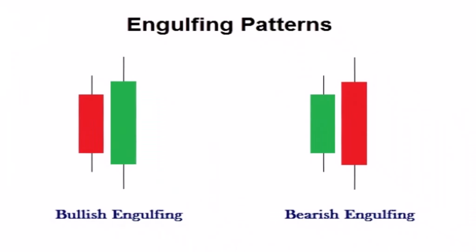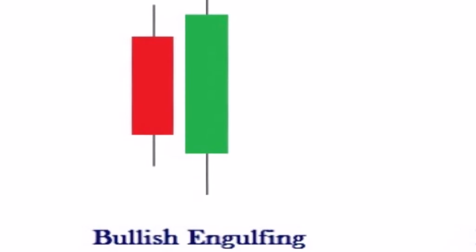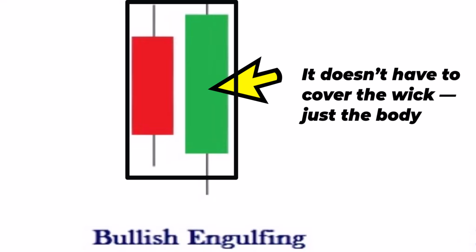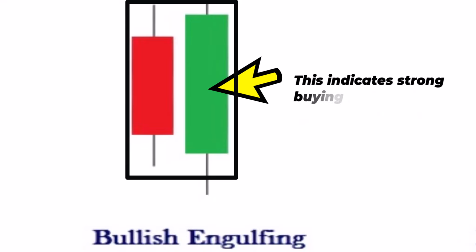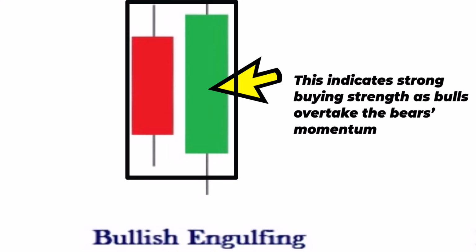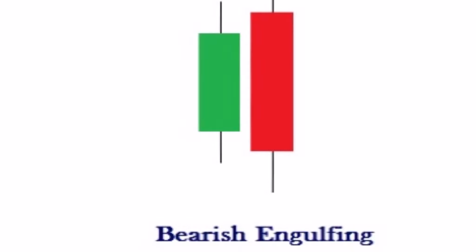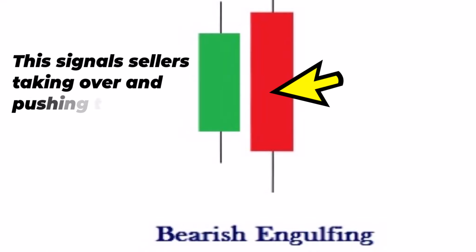The engulfing pattern. A bullish engulfing setup starts with a small red candle, followed by a larger green candle that completely engulfs the previous candle's body, from low to high. Keep in mind, it doesn't have to cover the wick, just the body. This indicates strong buying strength as bulls overtake the bears' momentum. On the flip side, the bearish engulfing pattern is just the reverse. A small green candle is followed by a larger red candle that covers the body of the first. This signals sellers taking over and pushing the price down.